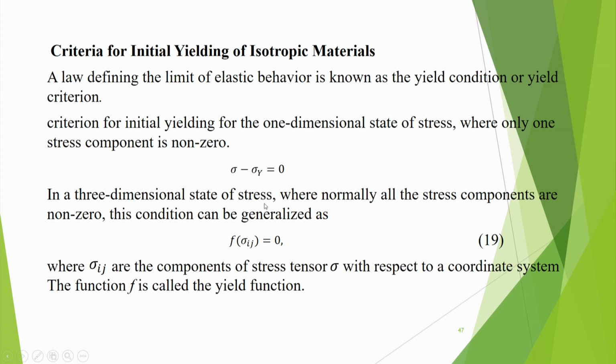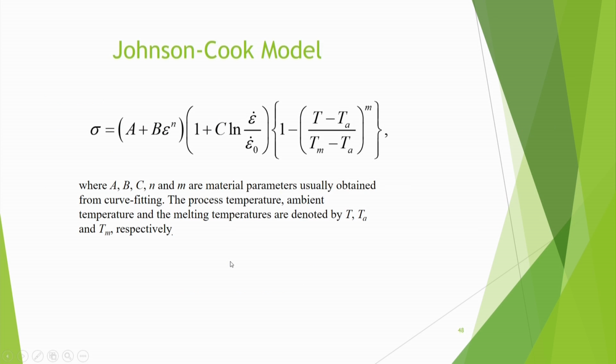In a 3-dimensional state of stress, where normally all the stress components are non-zero, we basically have 9 components. This condition can be written like this: there is some function, a function of sigma ij. Sigma ij denotes a stress component. Here i can take a value from 1 to 3 and j can take a value from 1 to 3, so there are 9 components. The function is a function of all these 9 components, and that will become 0. That becomes the yield criterion, and this function is called the yield function.